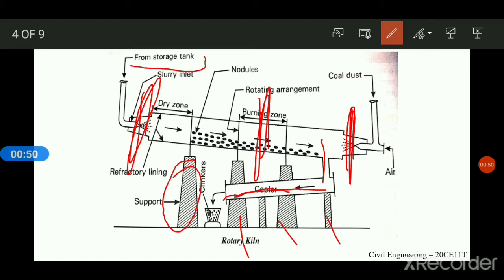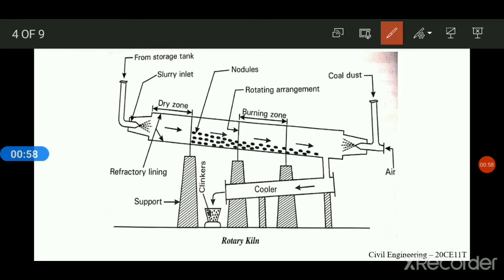Here is the storage tank. From the storage tank, the raw material is fed into the rotary kiln. These are the arrangements of the rotary kiln. The operations of burning and grinding. So next, after burning, I'm going to explain the grinding.